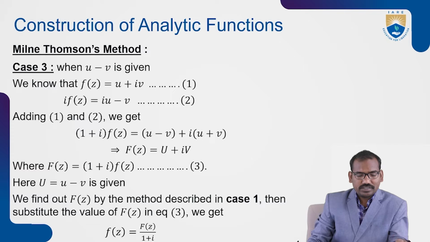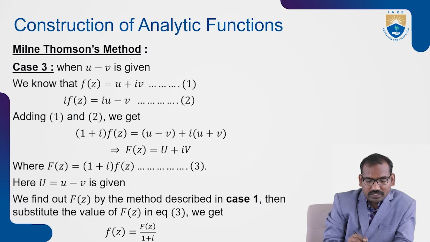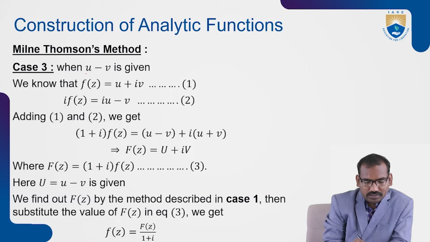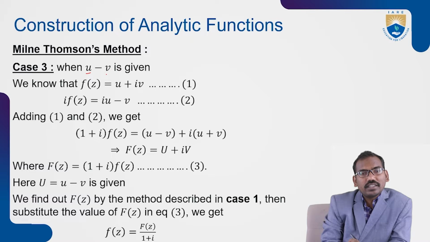This is where the difference of real and imaginary parts is given. Here u is the real part of the analytic function, and v is the imaginary part of the same analytic function. Suppose u minus v is given. In that case, how can we find f of z? That is the interesting point here.